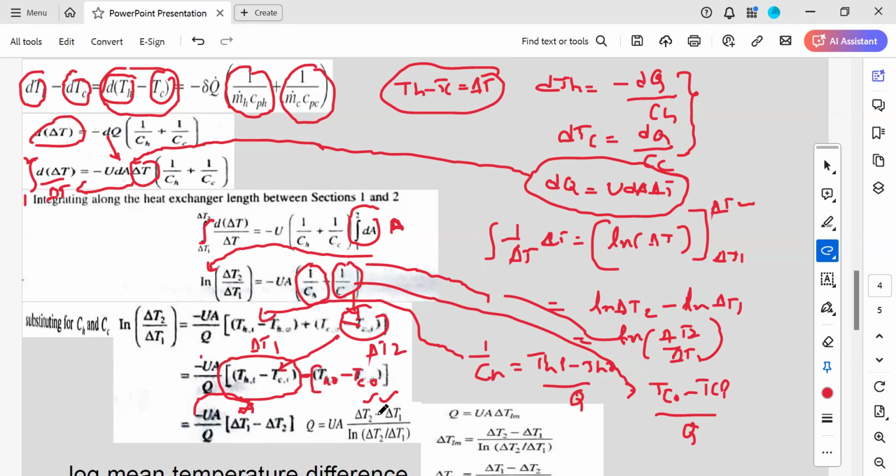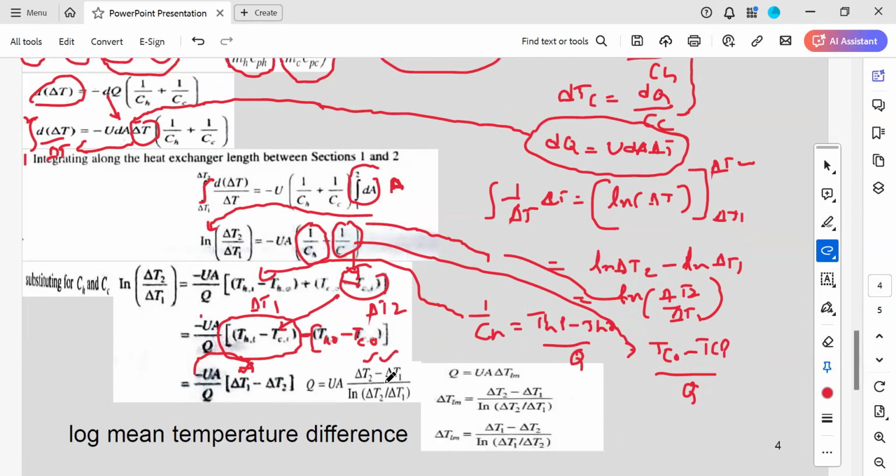Therefore, the equation for heat transfer in a heat exchanger is Q = UA times (ΔT2 minus ΔT1) by ln of ΔT2 by ΔT1. Since this average temperature is in terms of log, it is called the log mean temperature difference, or simply LMTD.